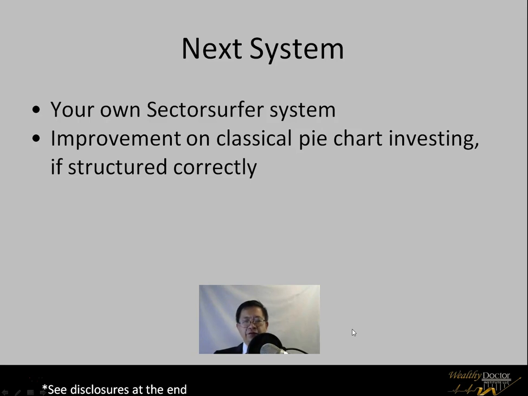So I can't tell you what to do with your Sector Surfer system. Your Sector Surfer system will notify you when there's a trade, and depending on how you set it up, it will either text you or email you or both. Now remember, Sector Surfer is an improvement on classical pie chart investing if you structure it correctly.